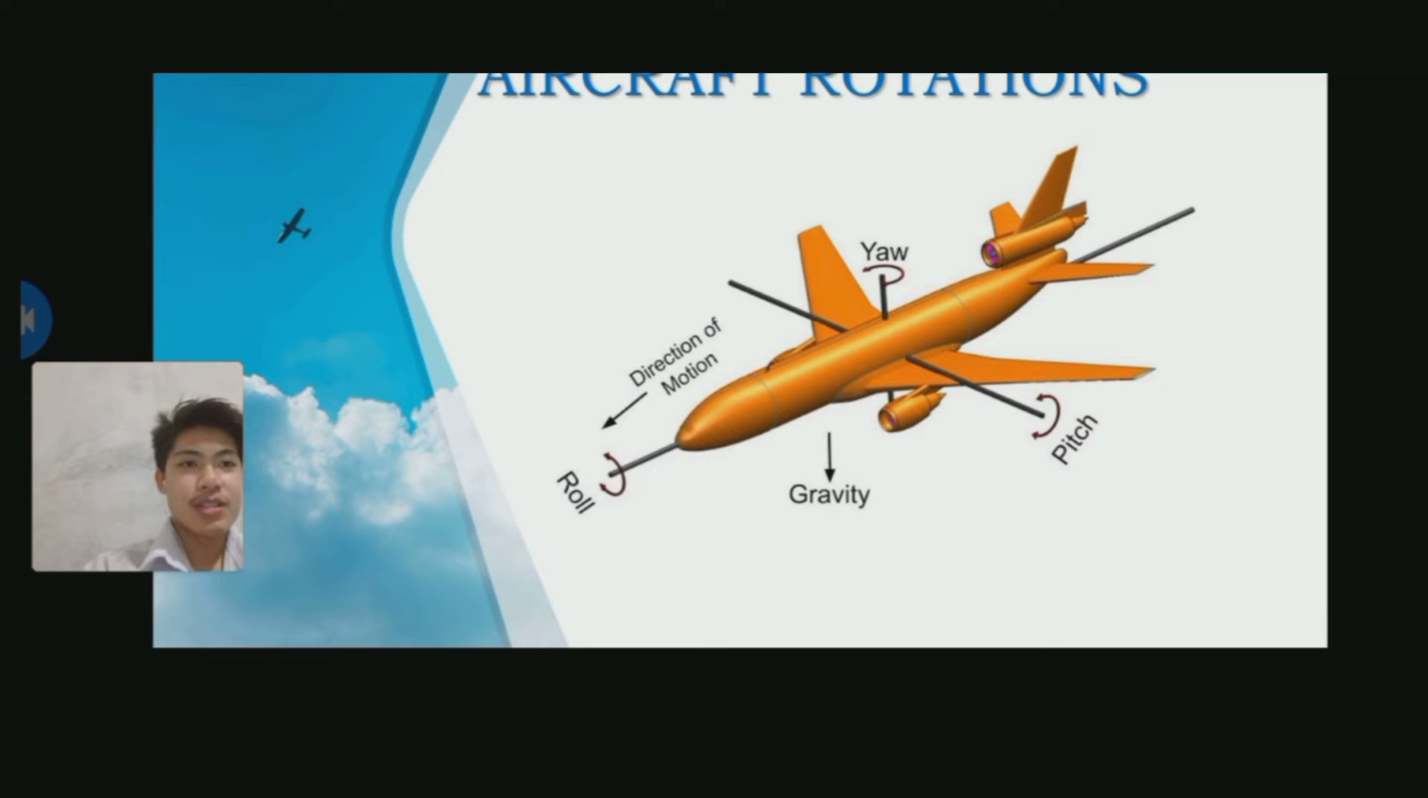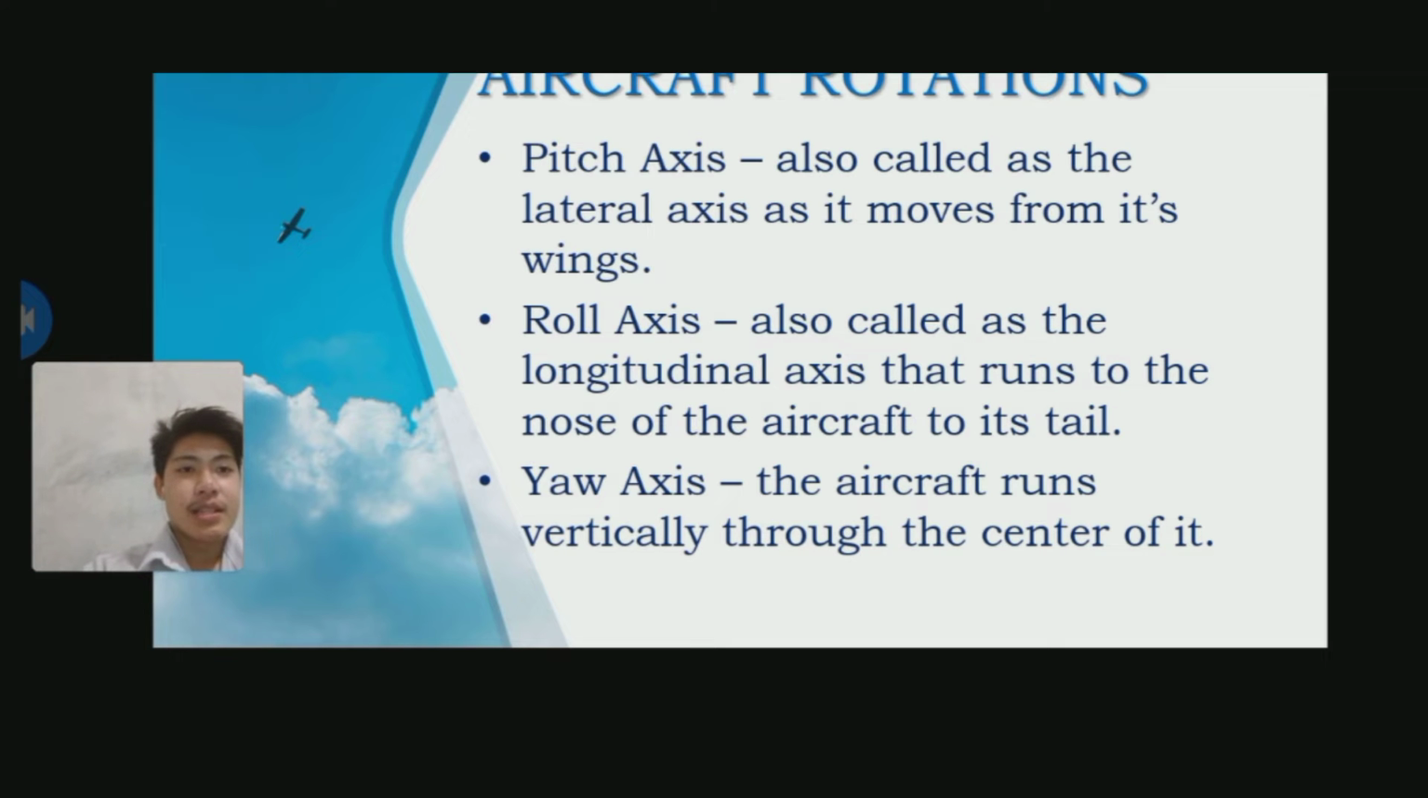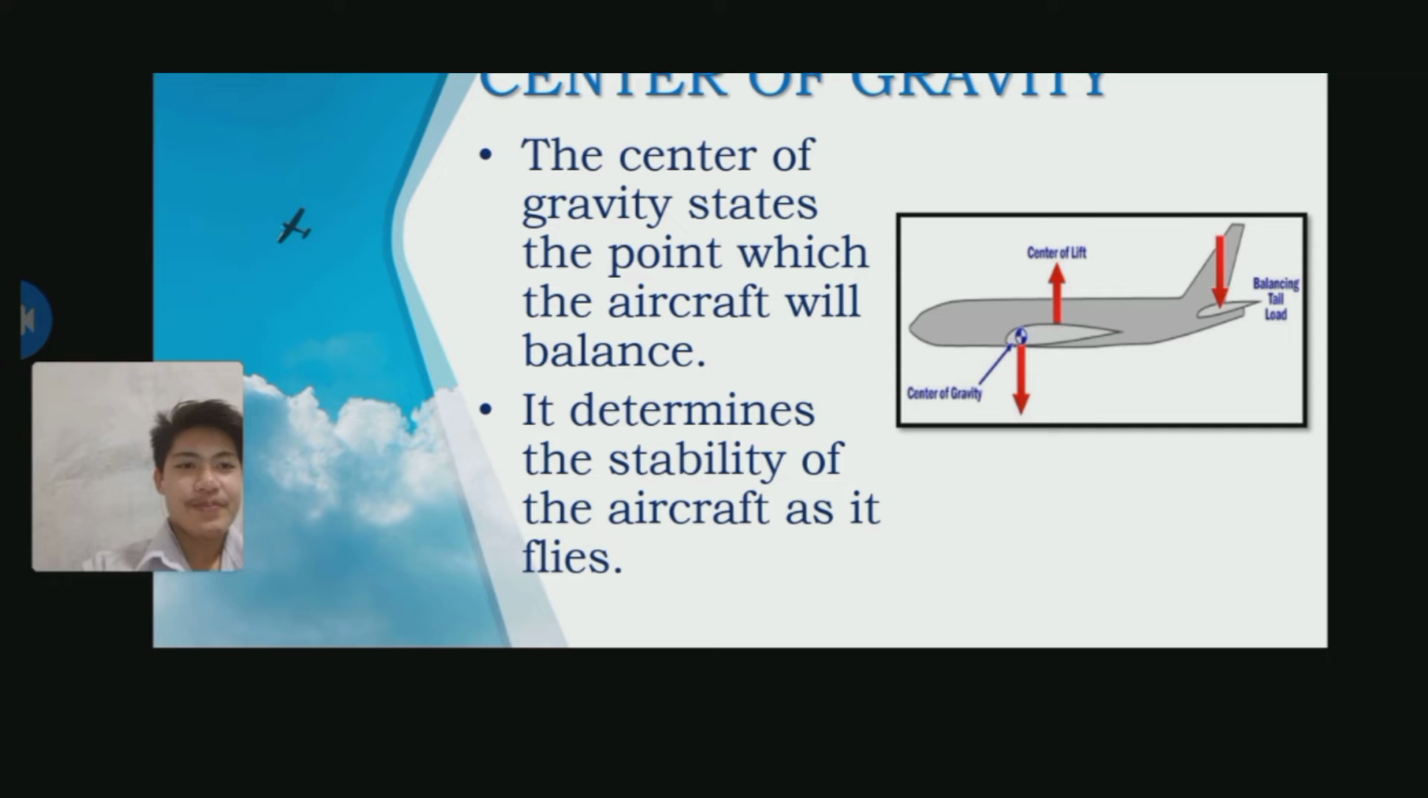Now let's go on to the aircraft rotations. As you can see from the figure, we have the pitch, yaw, and roll. The pitch axis, also called the lateral axis, runs along the wings. The roll axis, also called the longitudinal axis, runs from the nose of the aircraft to its tail. And the yaw axis runs vertically through the center of the aircraft.